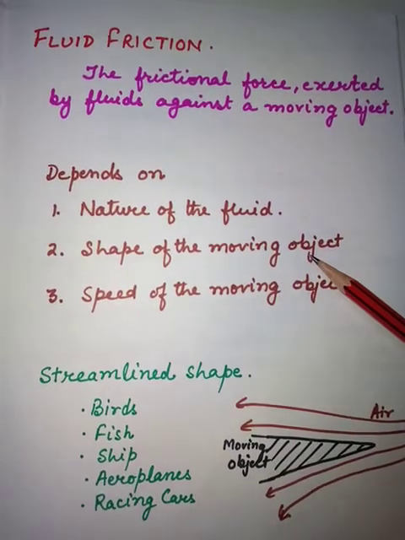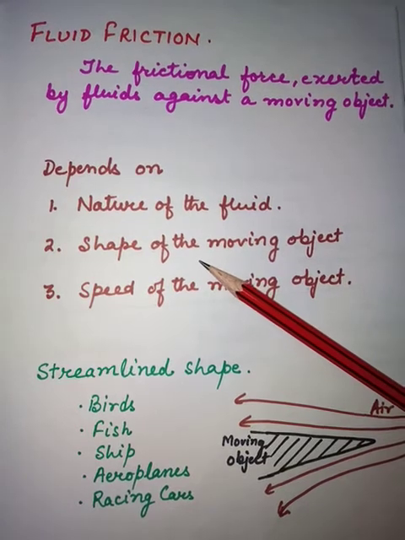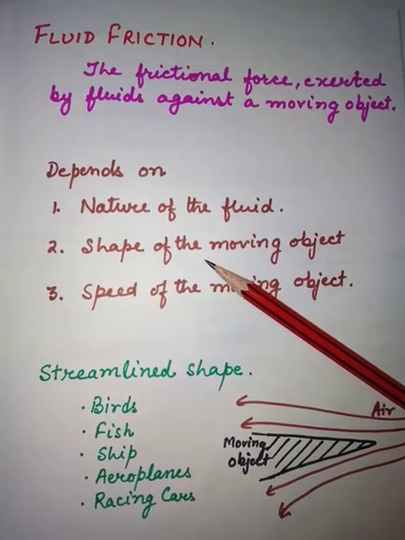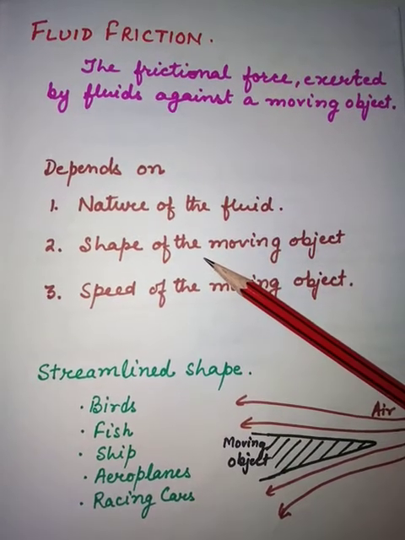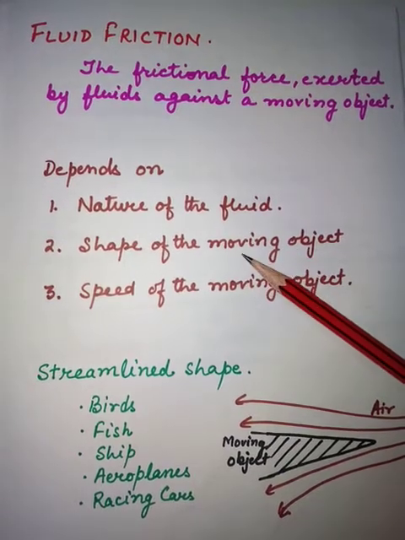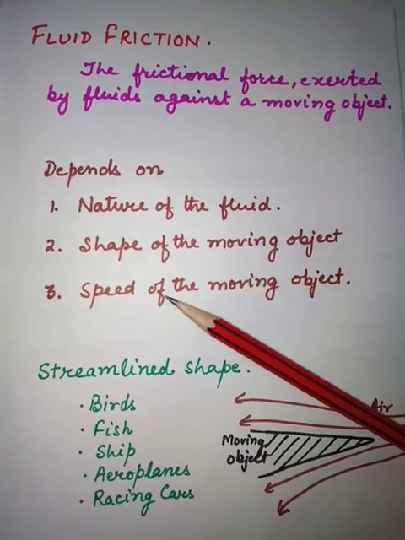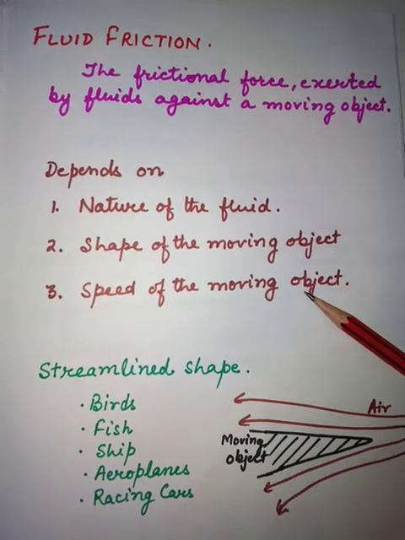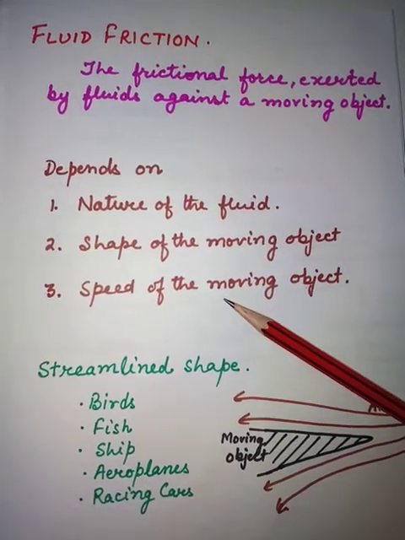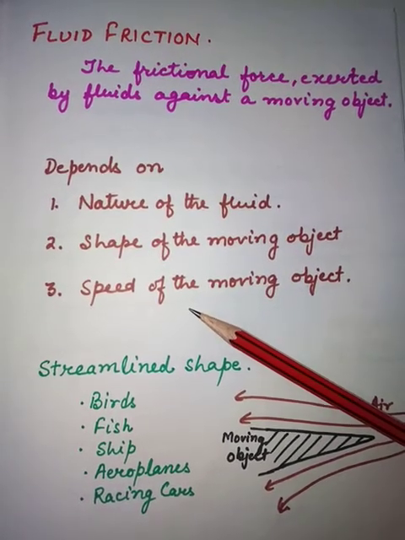Shape of the moving object. It depends upon the shape of the moving object also. We'll see with an activity how the shape of a moving object changes fluid friction. Third, speed of the moving object. More the speed of the moving object, more will be the fluid friction.